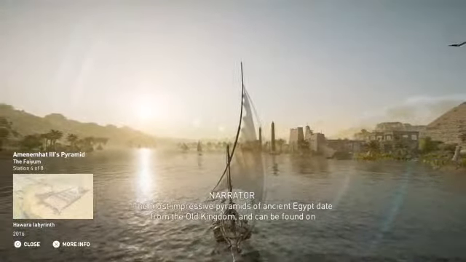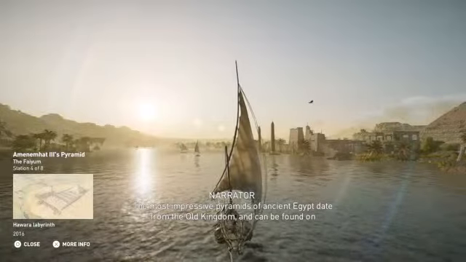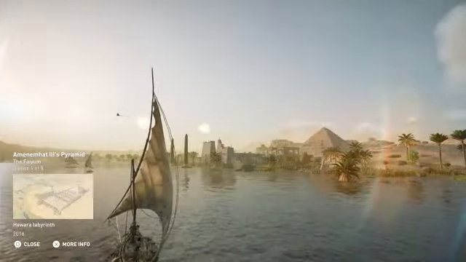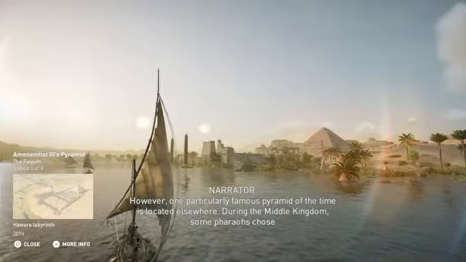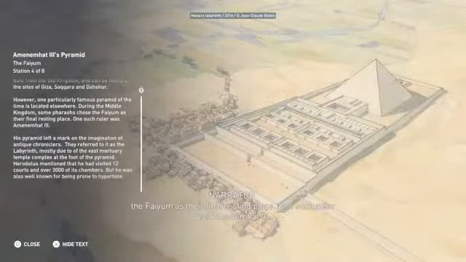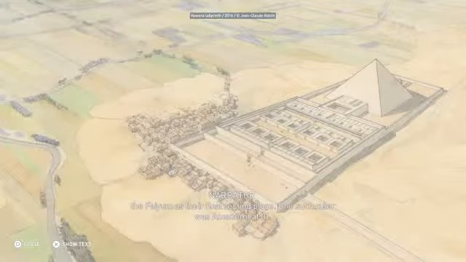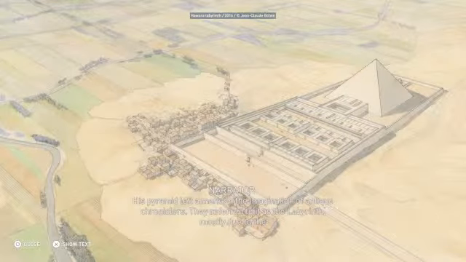The most impressive pyramids of ancient Egypt date from the Old Kingdom and can be found on the sites of Giza, Saqqara, and Dashur. However, one particularly famous pyramid of the time is located elsewhere. During the Middle Kingdom, some pharaohs chose the Fayum as their final resting place. One such ruler was Amenemhat III. His pyramid left a mark on the imagination of antique chroniclers.